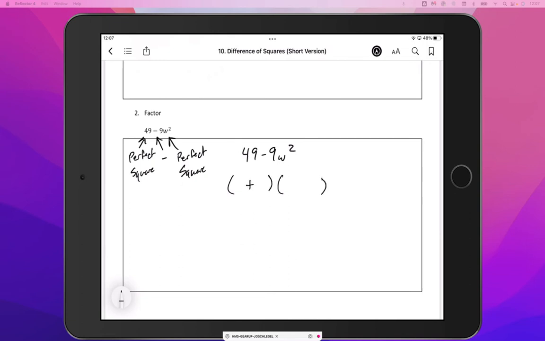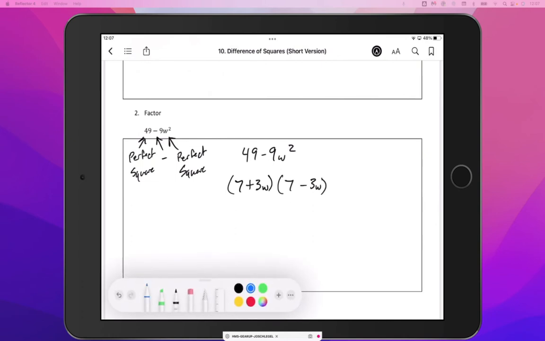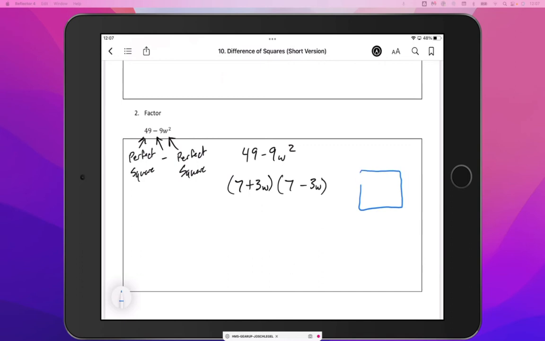We just jump straight to the end. Mickey Mouse here is one of these has a plus sign, one of these has a minus sign. Square root of 49 is 7. Square root of 9w squared is 3w. And now if you were to multiply this out, you would end up with 49 in the front. Plus 21w minus 21w would make nothing. And then we end up with negative 9w squared on the end. So I'll go ahead and run that through just to show. So again, I like to use my box method. So this is just kind of checking my work.